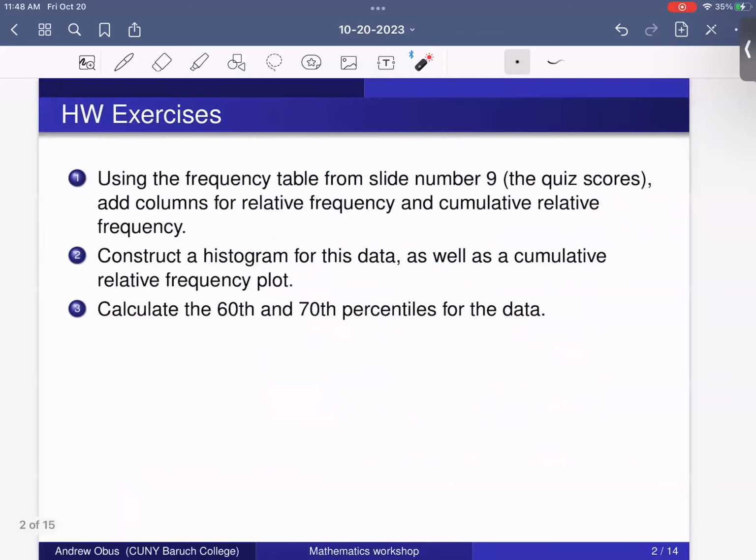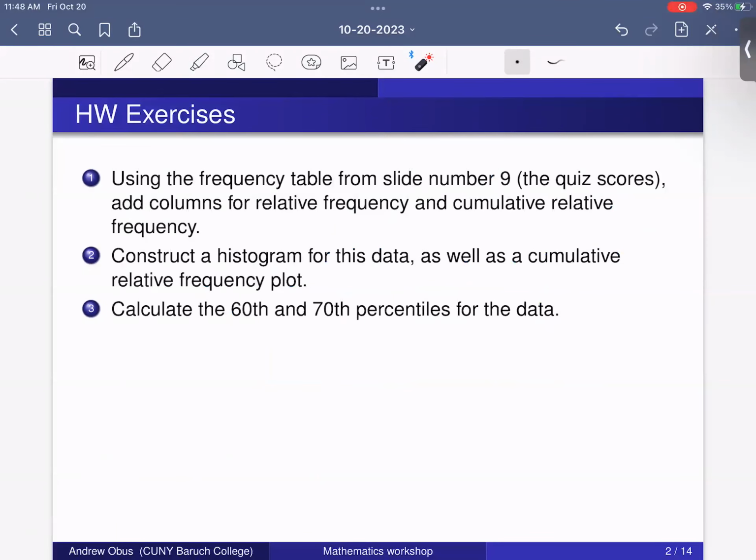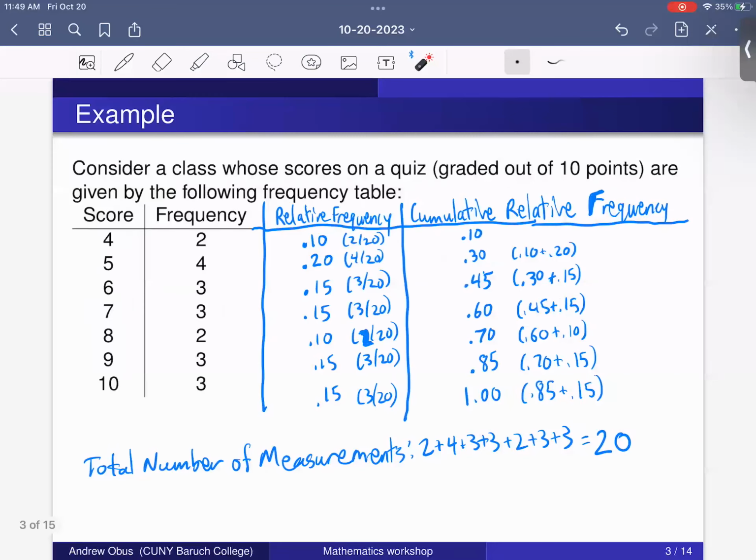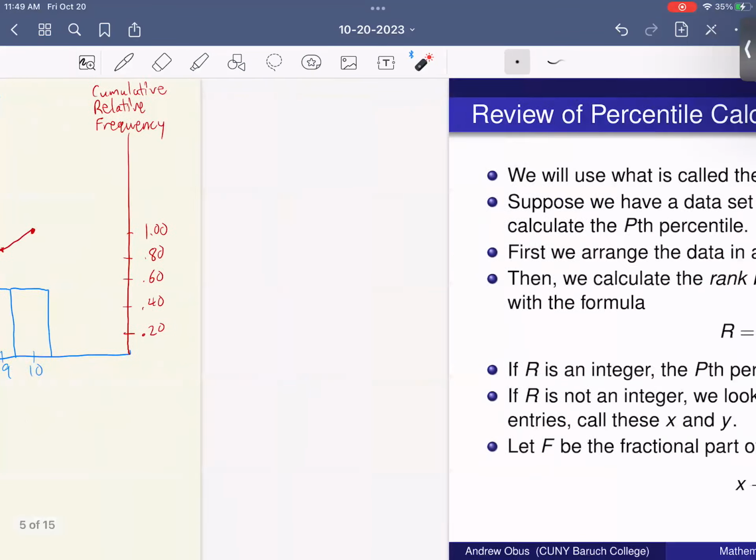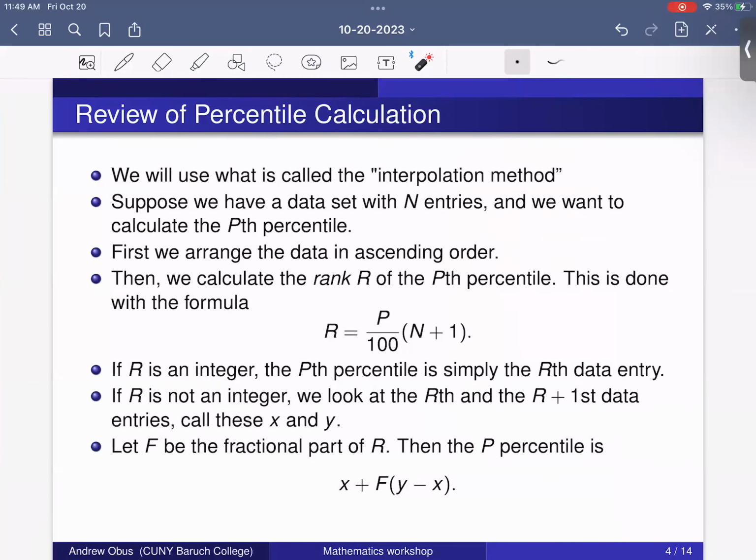Okay, so the third homework question was to calculate the 60th and 70th percentiles for the data. If you remember last time, we learned a method for how to calculate percentiles, which we called the accumulation method. I'm going to include this slide over here, which is just a review of how we calculate this.